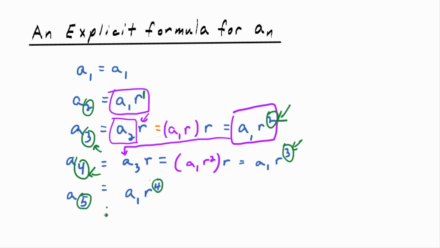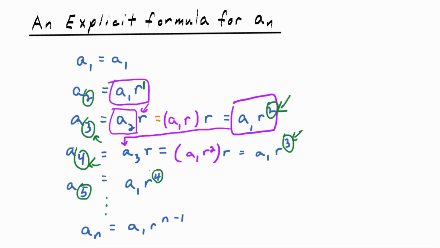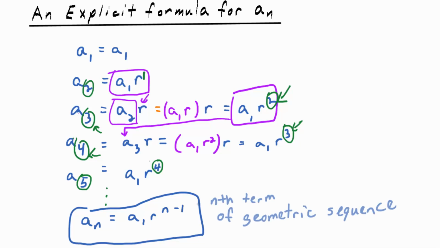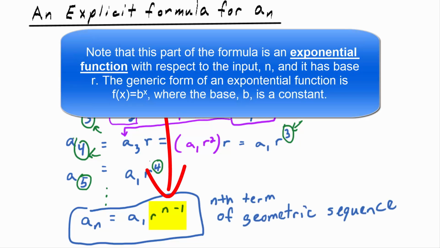So in general, dot, dot, dot, I'll bet you can come up with the explicit formula then. What would AN equal? A1 R n minus 1. A1 times R to the n minus 1 in the exponent. And that's it. That's your explicit formula for the nth term of a geometric sequence. It only works for geometric sequences. And it's an explicit formula. That's what we like.